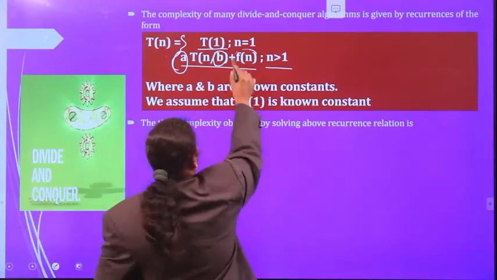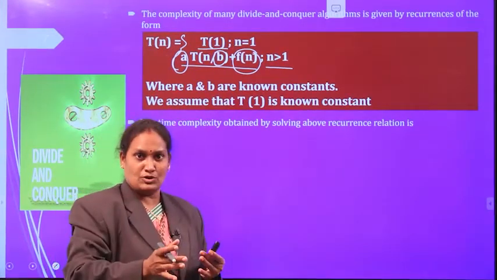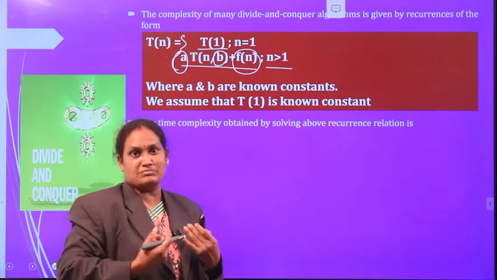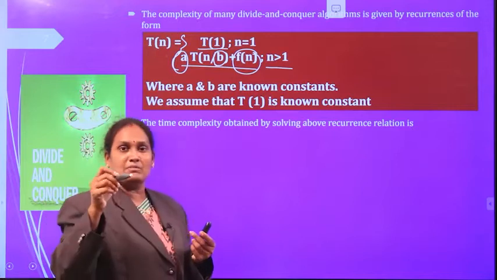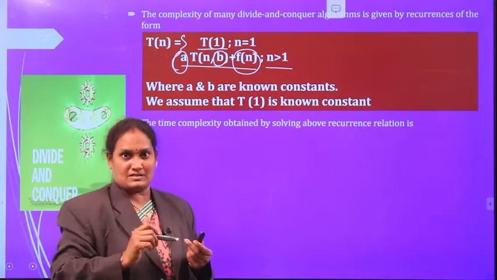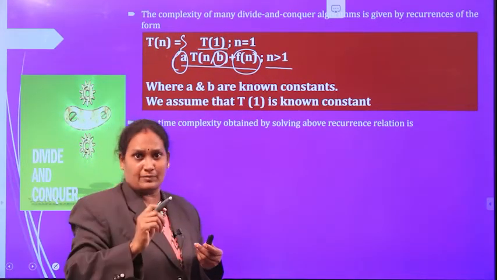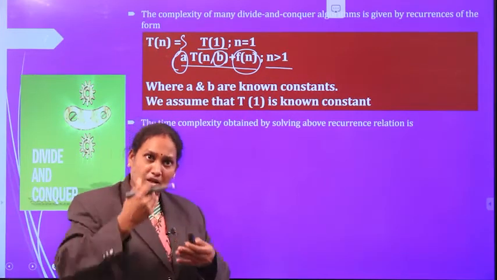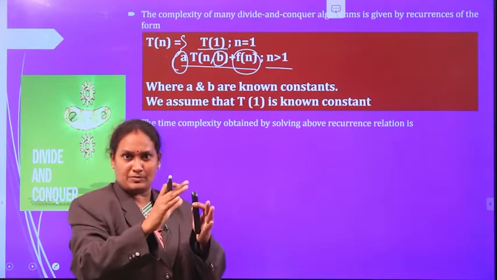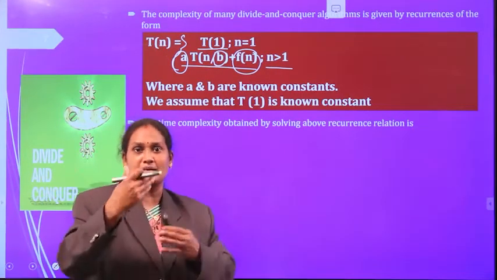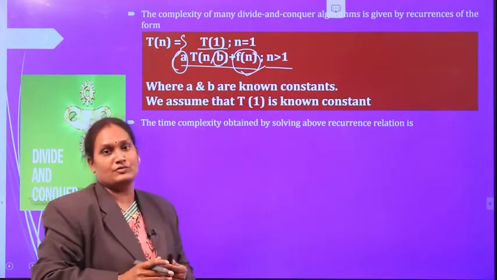Then what about F of n? For dividing the problem and for combining the solutions, we need some time. Here, A into T of n by B is the time complexity for solving the subproblems. But first we divide to get the subproblems, and after solving the subproblems, we combine the solutions. For dividing the problem into subproblems and for combining the solutions, we spend some time. That time is represented by the function f of n.